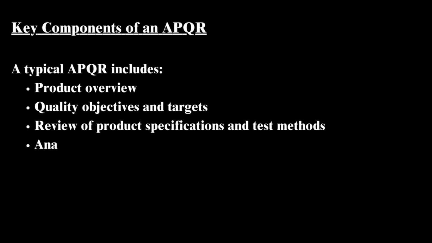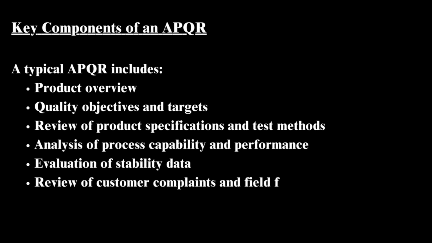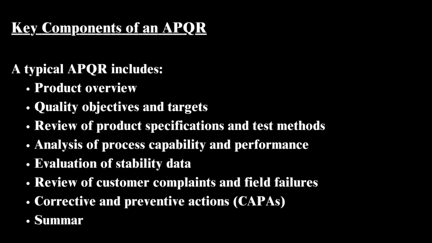Key components of an APQR. A typical APQR includes product overview, quality objectives and targets, review of product specifications and test methods, analysis of process capability and performance, evaluation of stability data, review of customer complaints and field failures, corrective and preventive actions, CAPAs, summary and recommendations.